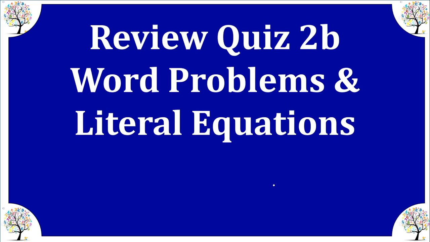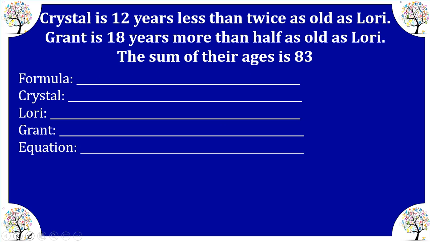Okay, guys, let's go over writing word problems and solving literal equations. So here is our first word problem. It says Crystal is 12 years less than twice as old as Lori. Grant is 18 years more than half as old as Lori. The sum of their ages is 83.